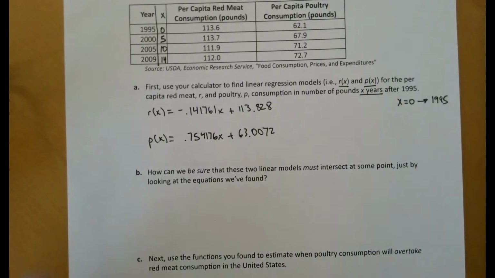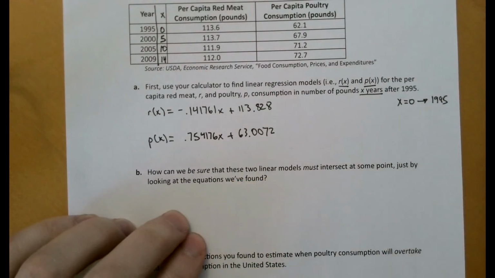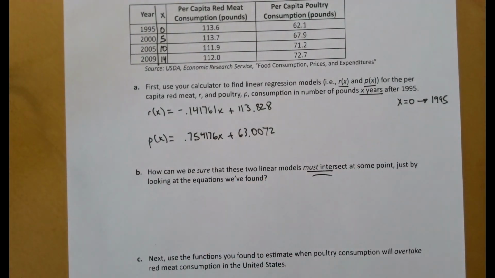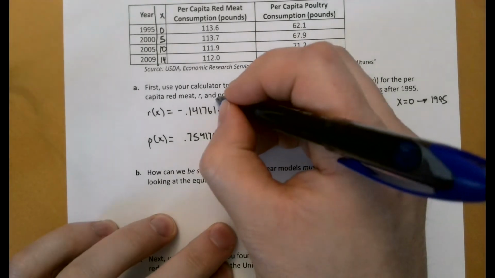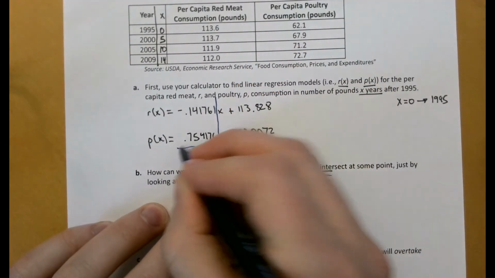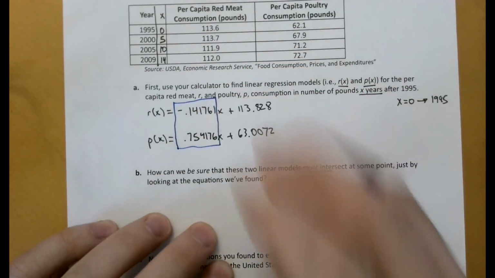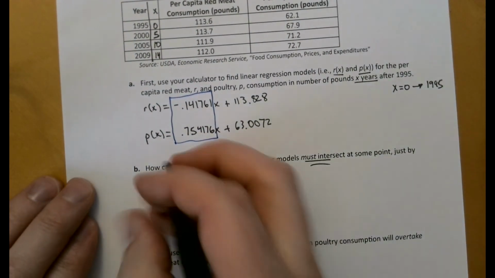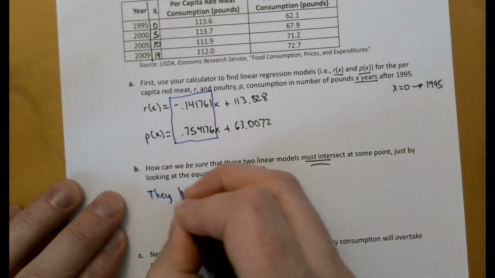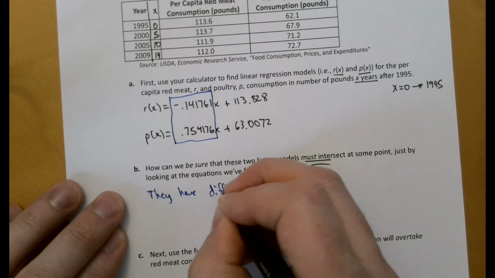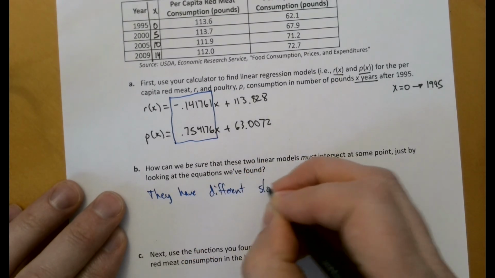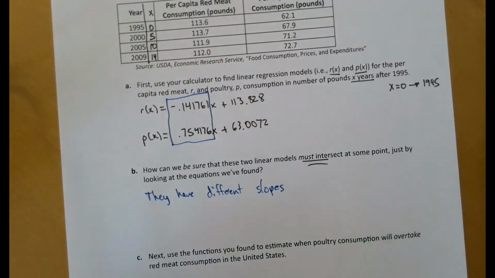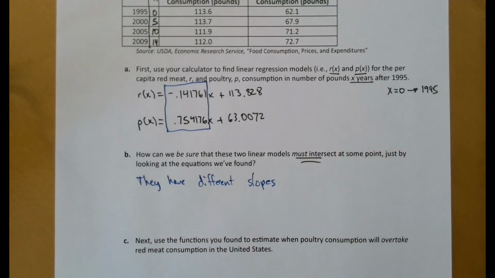So this first question says, how can we be sure that these two linear models must intersect at some point, just by looking at the equations we found? The only time that equations don't intersect is when their slopes are the same. So we would just say they have different slopes. And the fact that they have different slopes also means they're not the exact same line. So not only are these independent equations, it's also going to be consistent.